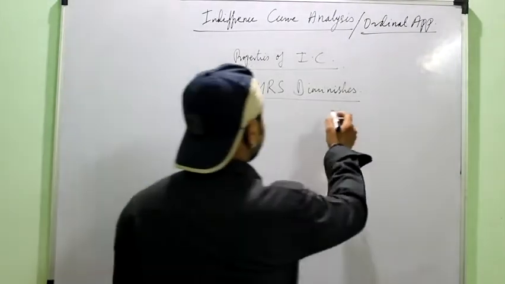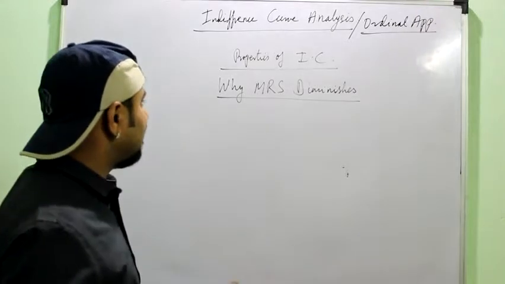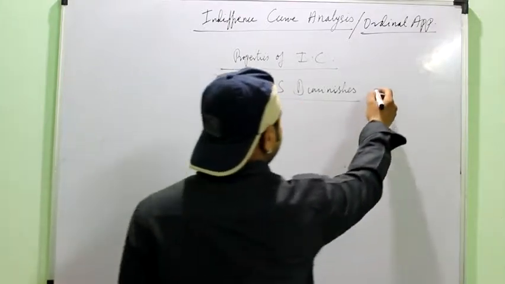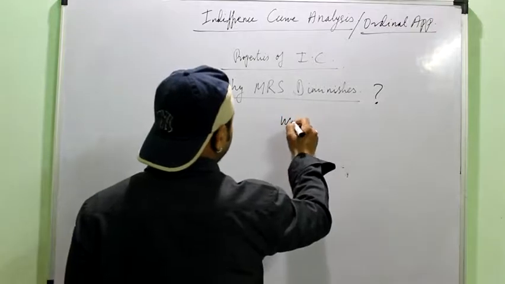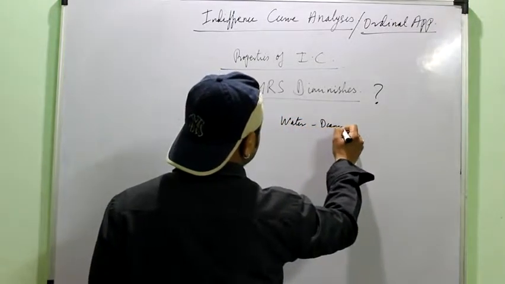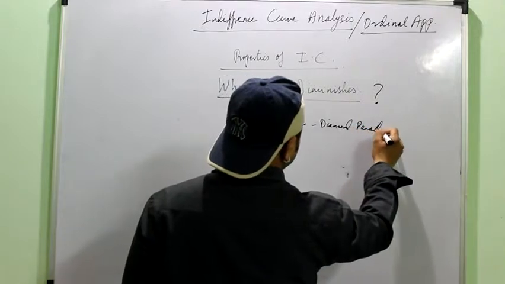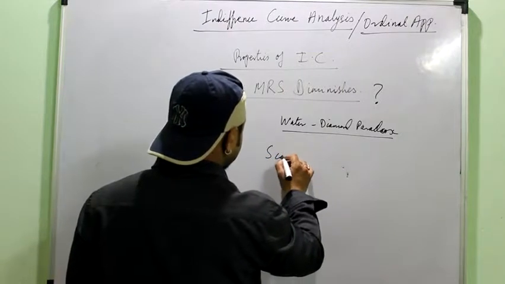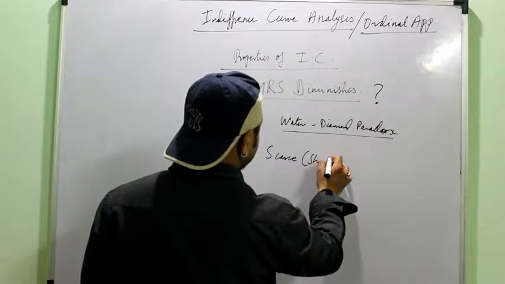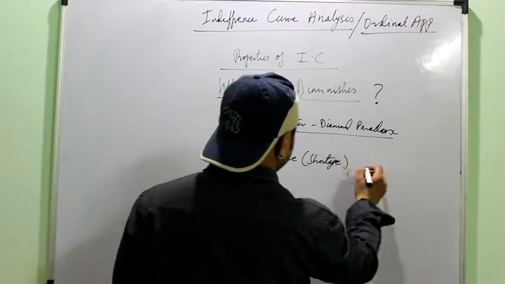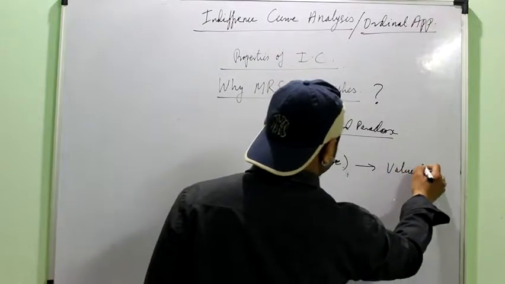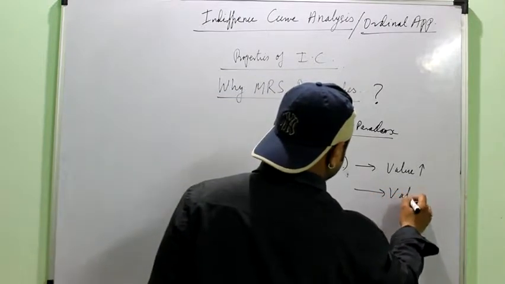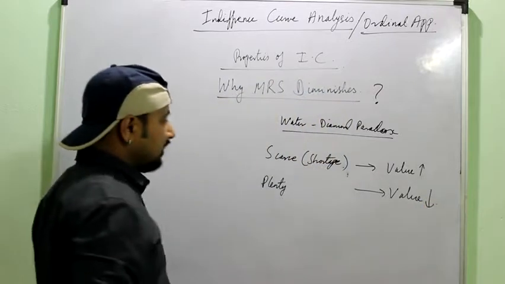Okay, now we have to talk about the concept of why the MRS goes on diminishing. This is because the indifference curve is convex. But now we have to understand why this happens. Remember the water diamond paradox. What did it tell us? That the commodity which is scarce, which is having a shortage, its value increases. Similarly, the commodity which is in plenty, its value decreases.